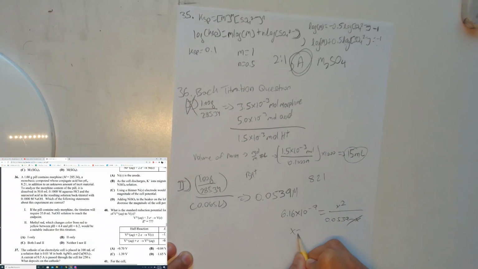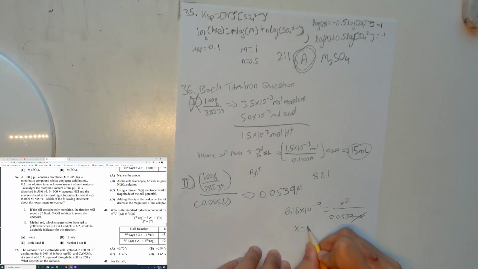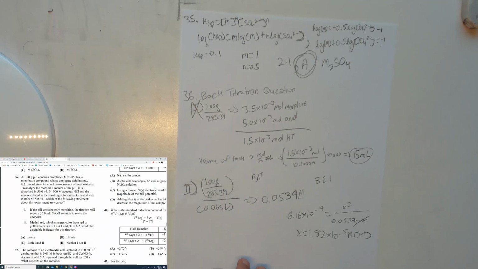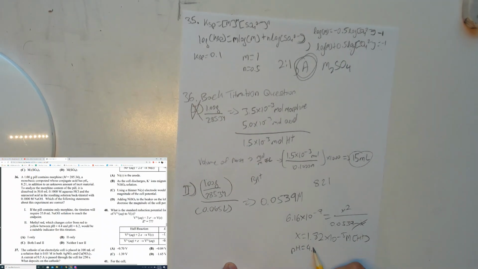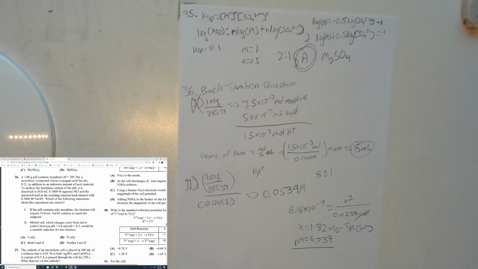Now you're going to just do your regular acid-base equilibrium calculation. X is small. Our X will be 1.2 times 10 to the negative 5 M of H plus, and this will give us a pH of 4.739.